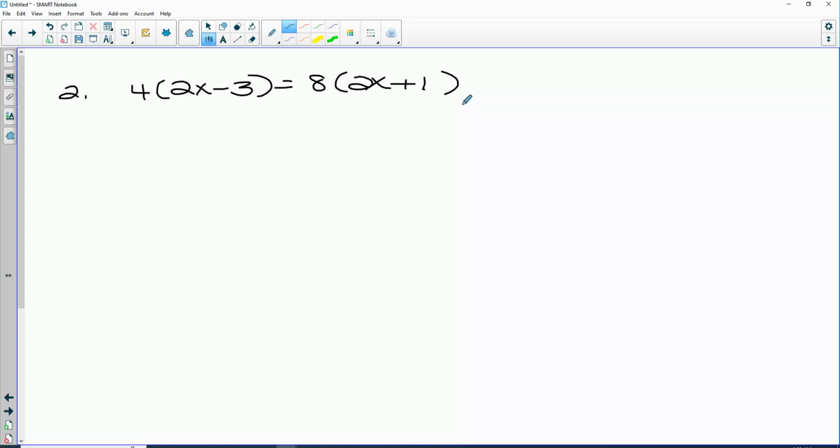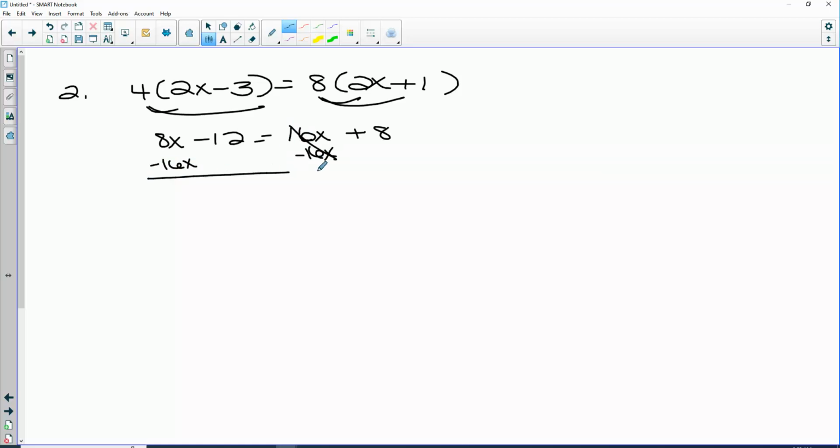What's the first step? You have to distribute. You get 8x minus 12 equals 16x plus 8. Are you guys remembering all of this? Okay. So then I need my x's on the same side. If I chose to subtract over my 16x, 8 minus 16 would be negative 8x minus 12 equals 8.